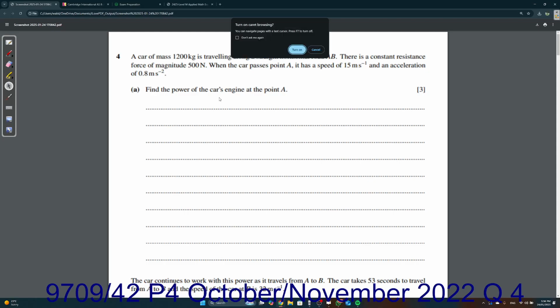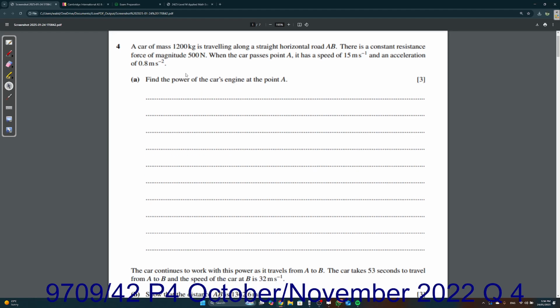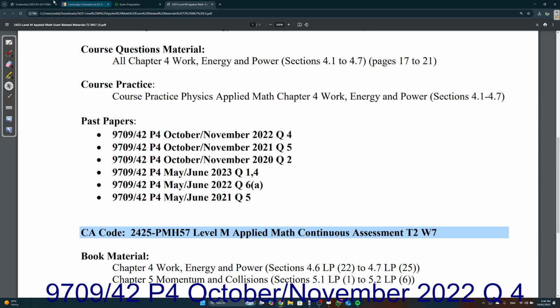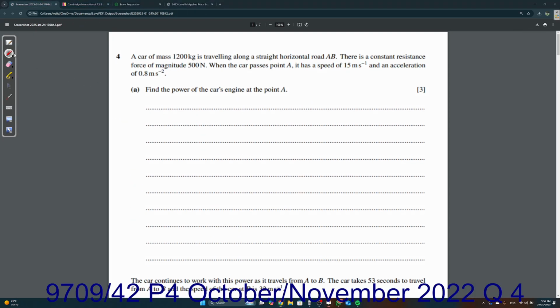Okay, this is AS Mechanics, AS Math, paper 4-2, question 4, October/November 2022. A car of mass 1,200 kilograms is traveling along a straight horizontal road, AB. There's a constant resistance force of magnitude 500 newtons. This is important. So the resistance force R is equal to 500 newtons. Let's write it down over here.